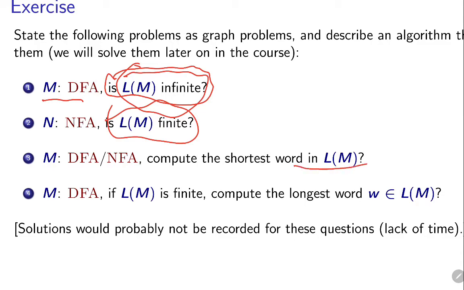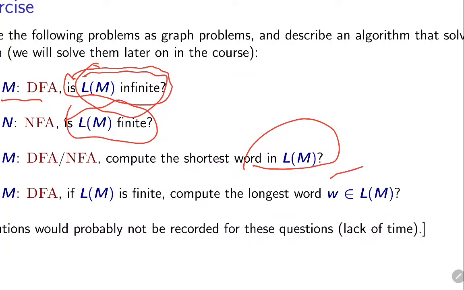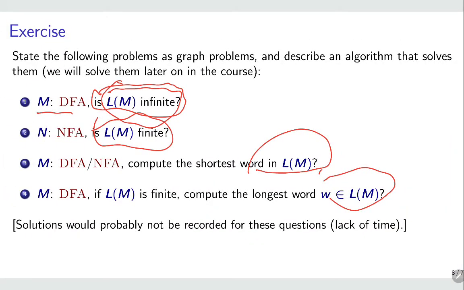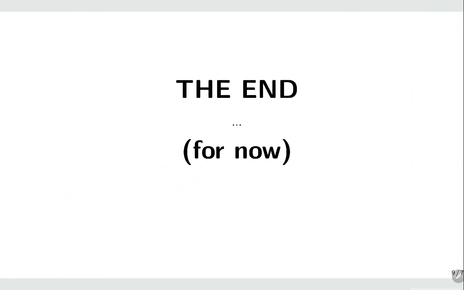Compute the shortest word in the language, if I give you a DFA or NFA. If a language is finite, compute the longest string in the language. Okay, so all these problems are basic problems about graphs. I think you should be able to solve all of them, assuming you have taken CS 225, so you already know basic things about graphs. You would definitely be able to solve them by the end of, let's say, next lecture. Okay? This is it.